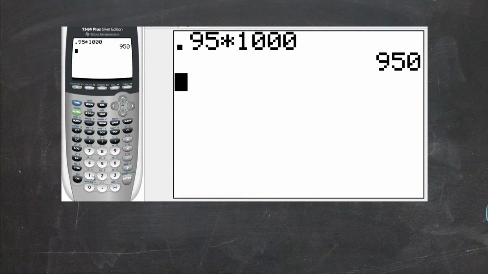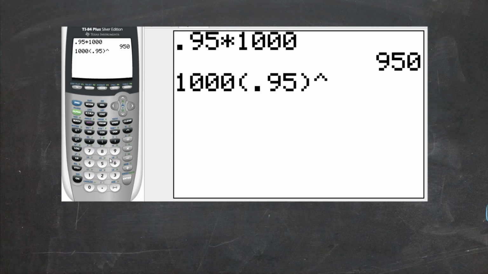Let's take that formula, 1,000, and let's multiply it by 95 hundredths, or 0.95 as you folks like to call it, and I do too. And we're going to raise that to the 5th power. Let's see now where that money has gone to.